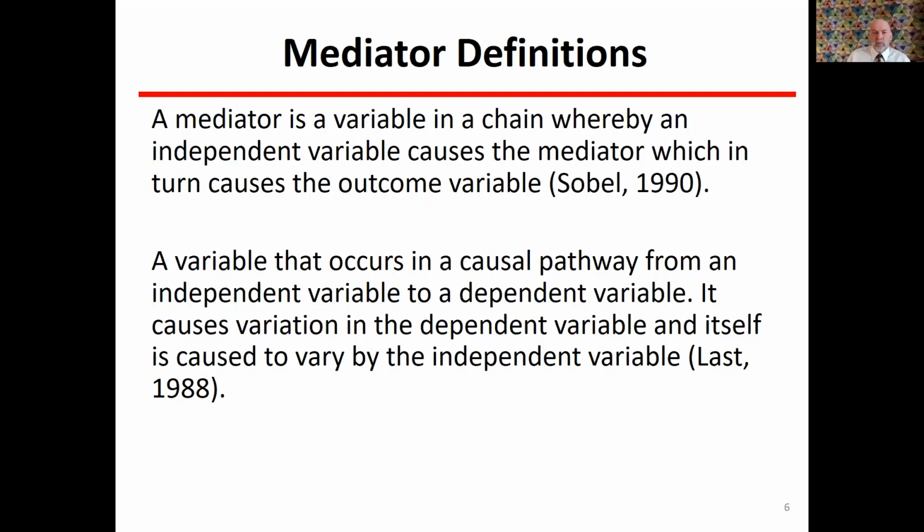Here are some definitions of mediation. It's a chain whereby an independent variable causes the mediator, which in turn causes the outcome. And then my favorite definition is from an epidemiology textbook: a variable that occurs in a causal pathway from an independent variable to a dependent variable. It causes variation in the dependent variable, and itself is caused to vary by the independent variable. And this is the issue with mediation analysis in general: the mediator is both a dependent variable in one equation and an independent variable in another equation. And this creates some challenges in trying to come to causal conclusions from a mediation analysis.